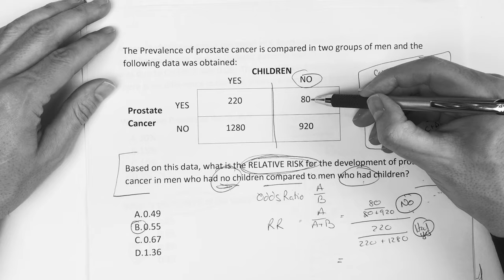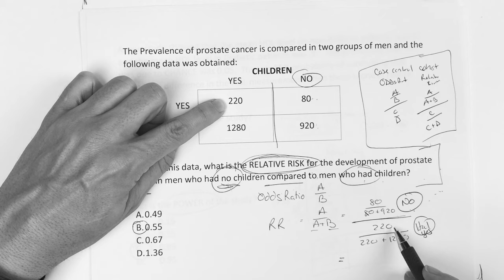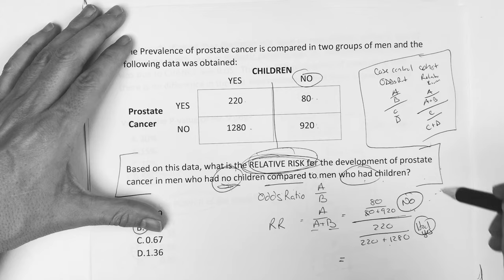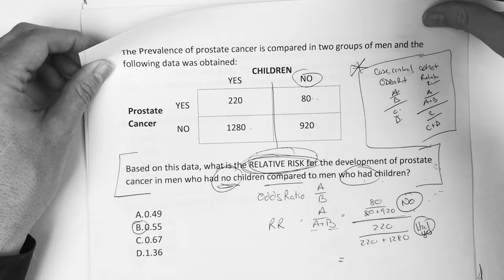What goes on the denominator of that? 80 plus 920, because it's relative risk. I gotta put two of them on there. What goes on the bottom? Whatever I said second. Where they had children, that's 220. Do I put one number or two numbers on the bottom? I put two numbers. Why? Because it's relative risk. And it's 220 plus 1280. The key with this, it's whatever they said first goes on top, okay? But you gotta understand this piece here. Case control, odds ratio, one number over one number. Cohort, relative risk, one number over two.